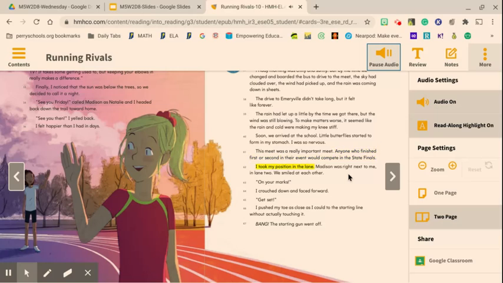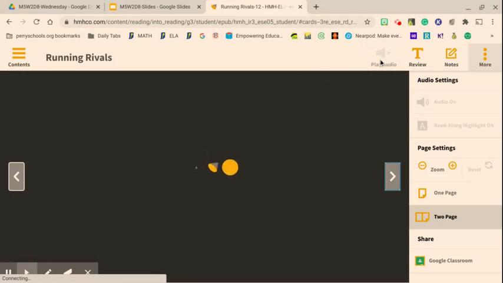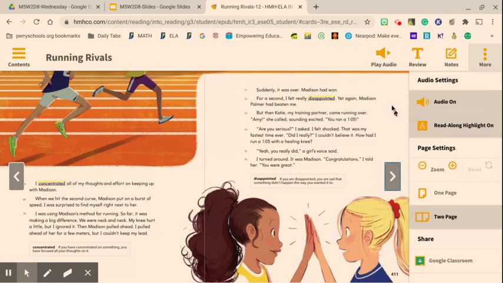I took my position in the lane. Madison was right next to me in lane 2. We smiled at each other. On your marks! I crouched down and faced forward. Get set! I pushed my toe as close as I could to the starting line without actually touching it. Bang! The starting gun went off. I concentrated all of my thoughts and effort on keeping up with Madison. When we hit the second curve, Madison put on a burst of speed. I was surprised to find myself right next to her. I was using Madison's method for running. So far, it was making a big difference. We were neck and neck. My knee hurt a little, but I ignored it. Then Madison pulled ahead. I pulled ahead of her for a few meters, but I couldn't keep my lead.